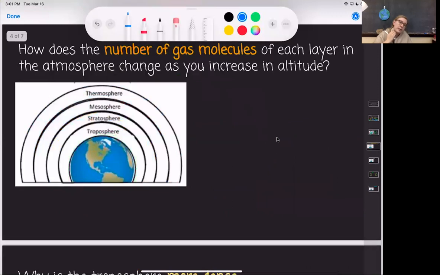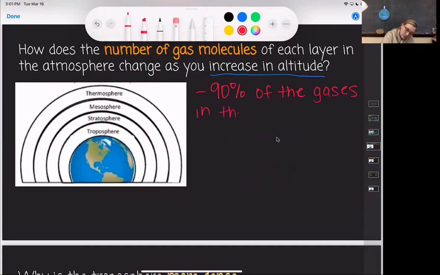Now, our next question, putting together the pieces of this, asks: how does the number of gas molecules of each layer in the atmosphere change as you increase in altitude? So we're still looking at an increase in altitude, but this time we're looking at the number of gas molecules. Now, a fact that you might not know is that 90% of the gases in the Earth's atmosphere are contained in the troposphere.